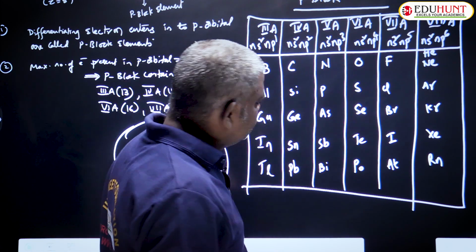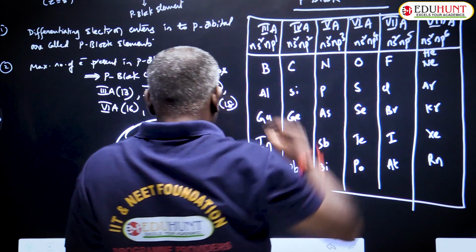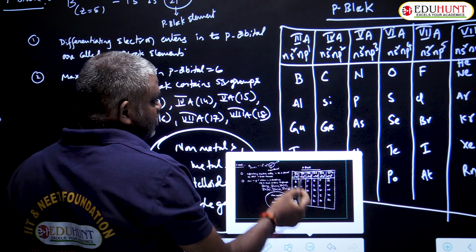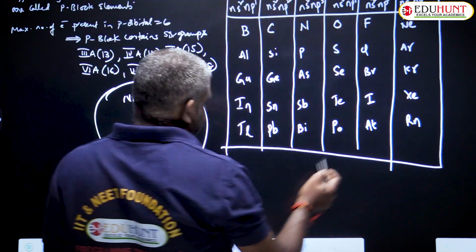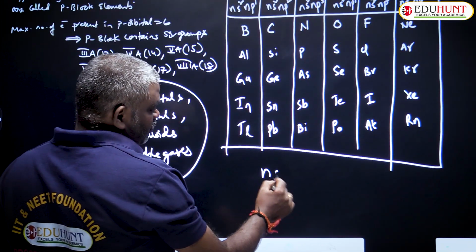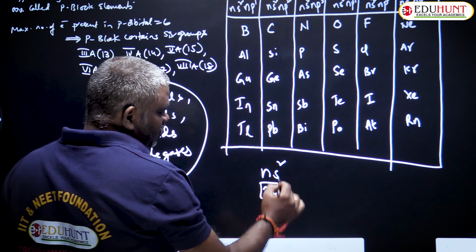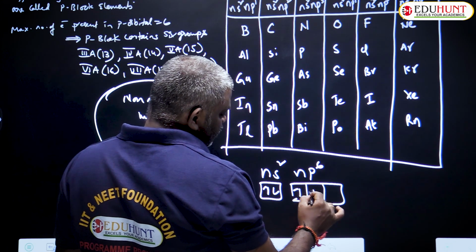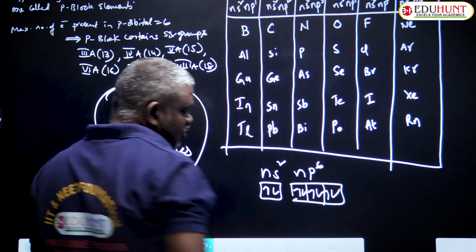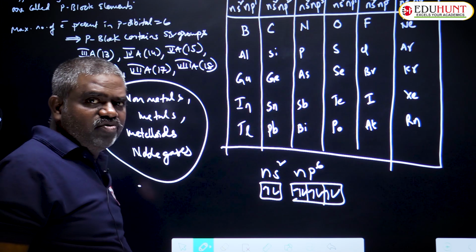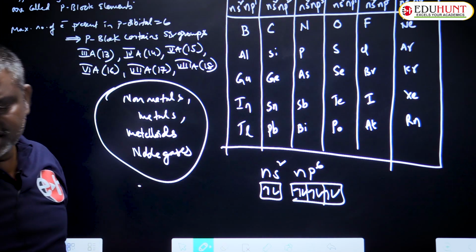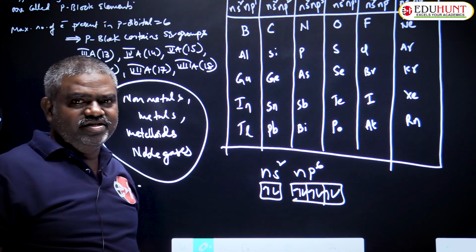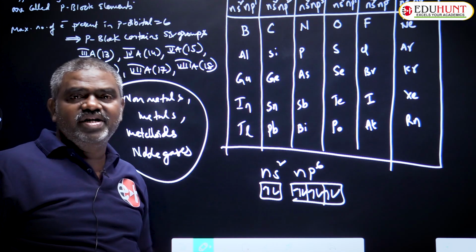But ns2 np6 means no unpaired electrons, because the maximum number of electrons in the s orbital is 2, ns2, completed. The maximum number of electrons in the p orbital is 6. So in the case of noble gases, there are no unpaired electrons, hence they are non-reacting in nature. But the remaining elements have unpaired electrons.